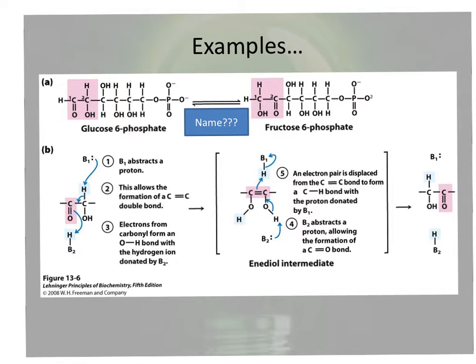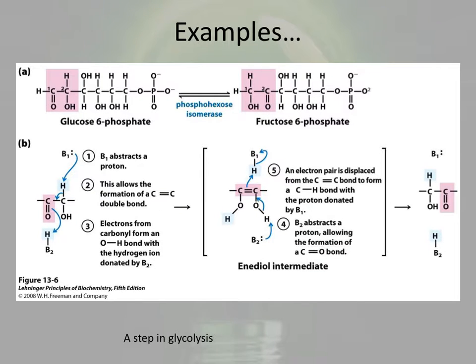So many times this one's called phosphohexose isomerase. But if you had told me glucose 6-phosphate isomerase or fructose 6-phosphate isomerase, you'd get most, if not all, the credit for it. Because if you tell someone that, knowing what we know now, they would be able to figure out what's going on. This name literally means phosphorylated 6-carbon sugar, moves it from place to place. Any questions so far?